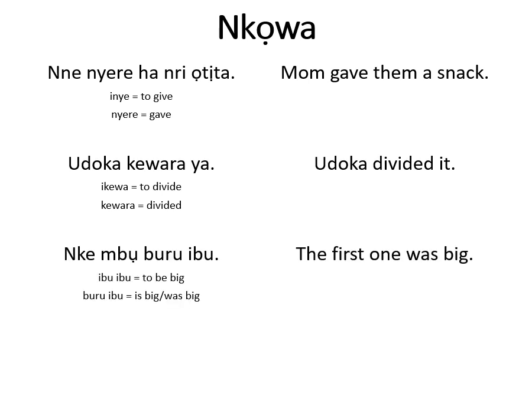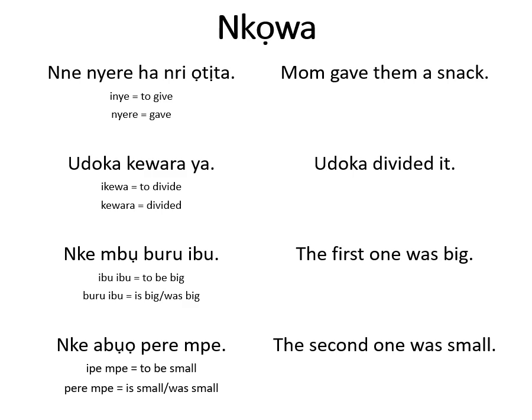Nke mbụ buru ibu. The first one was big. Ibu ibu is to be big. Buru ibu means is big or was big. Nke abụọ pere mpe. The second one was small. Ipempe is to be small. Pere mpe is small or was small.